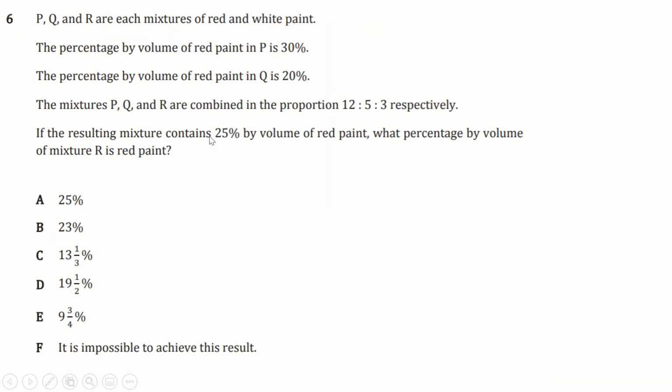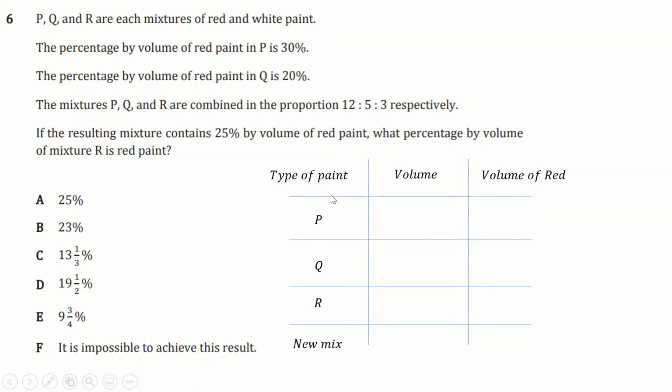Okay, lovely ratio question, this one. I love this kind of thing. Making a table is probably the best shout here. So here's my table, type of paint, P, Q, R, and whatever we're calling the mix, which it doesn't really give a name to.